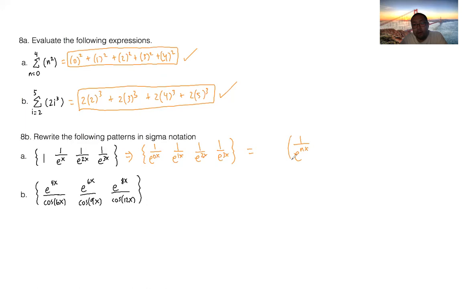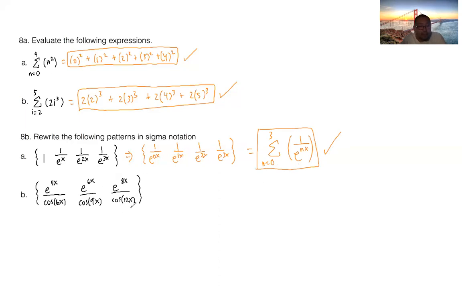Now that you have your function, what is the interval that this thing is evaluated over? This is going to be starting at n is equal to 0, ending at n is equal to 3, because 0, 1, 2, 3. Okay? So part B, and this is going to be your function, your sigma notation, sorry about that.